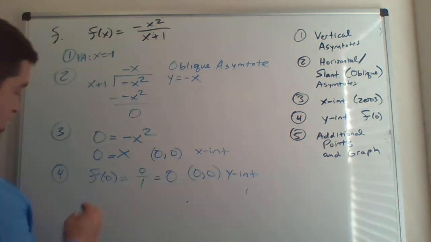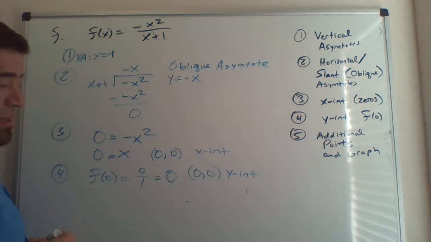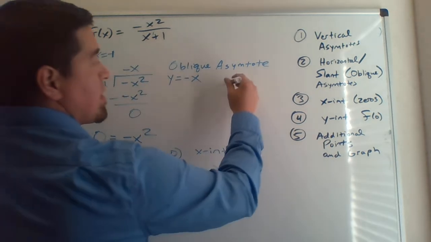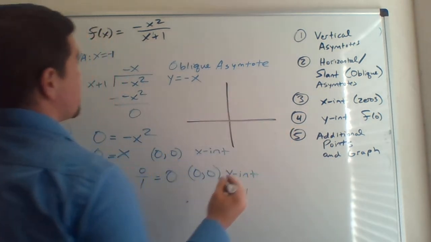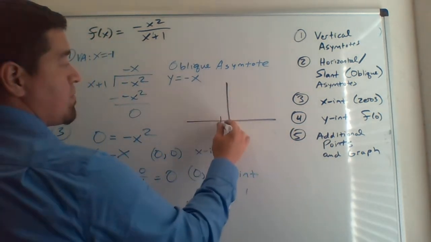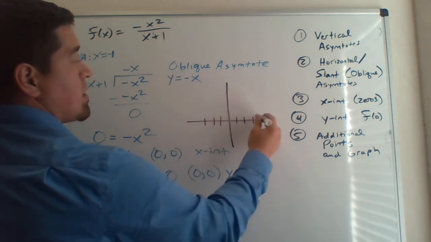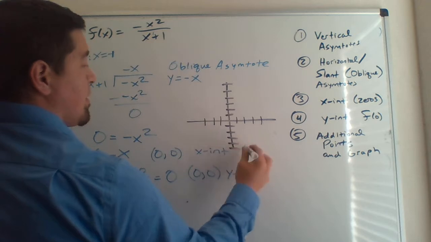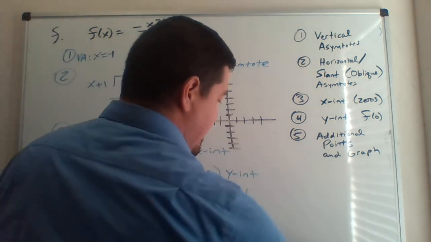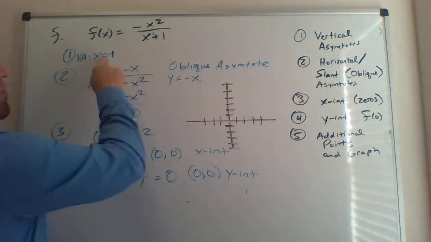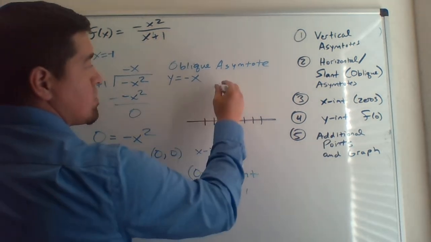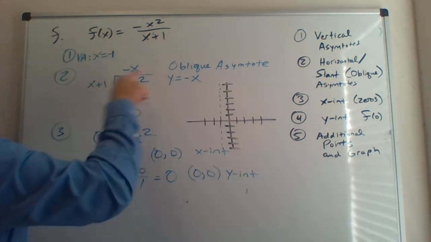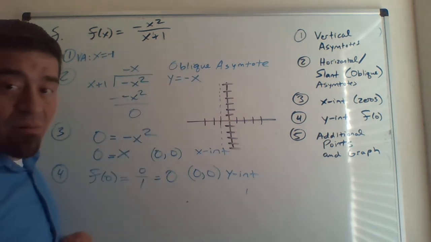We're at the point where we need to find additional points. But, like I say, I would graph everything you have and then see if you need additional points to begin with. So I'm just going to do a couple of hashes here. And then we're going to go ahead and graph. So starting from the top, we have a vertical asymptote at x equals negative 1. We'll draw a vertical asymptote here.